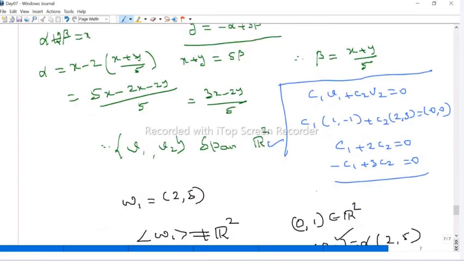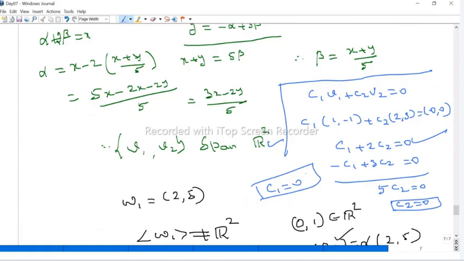Now we can add and cancel this c1. We get 5 times c2 equal to 0. Therefore c2 should be 0. Now substitute the c2 value in the equation. We get c1 equal to 0. Therefore we get only the trivial solution.